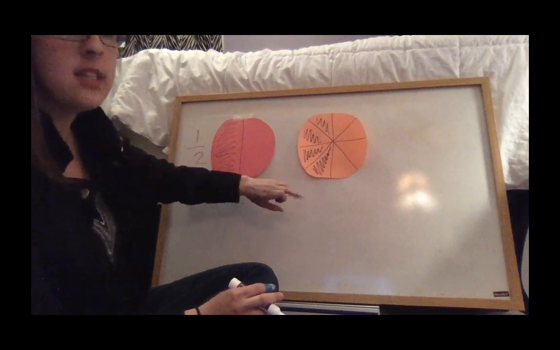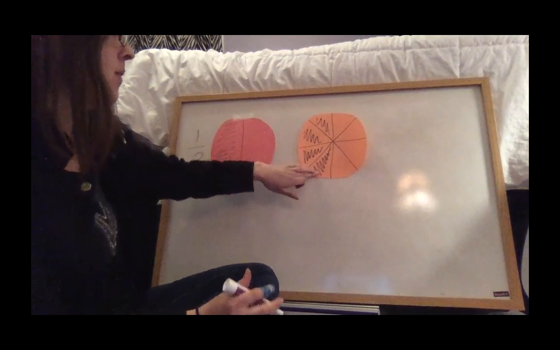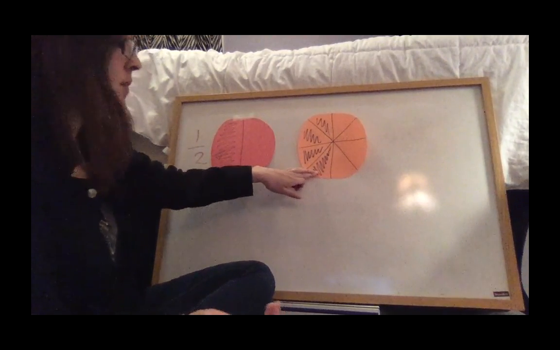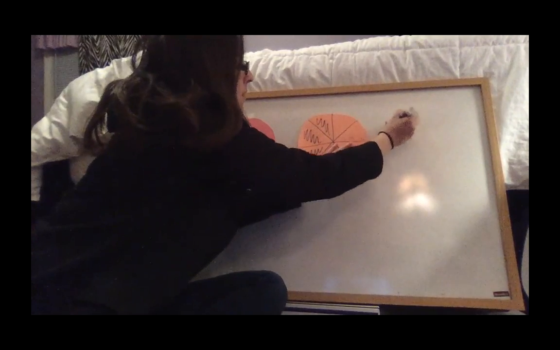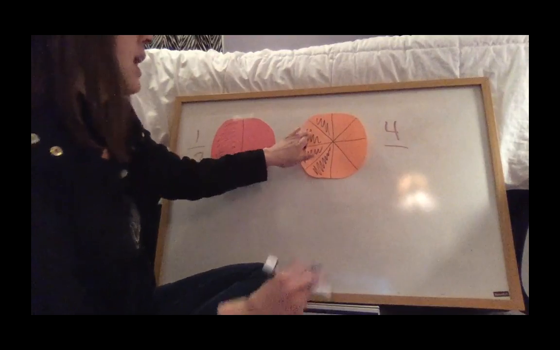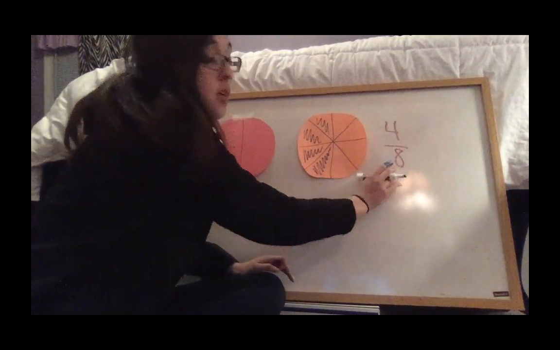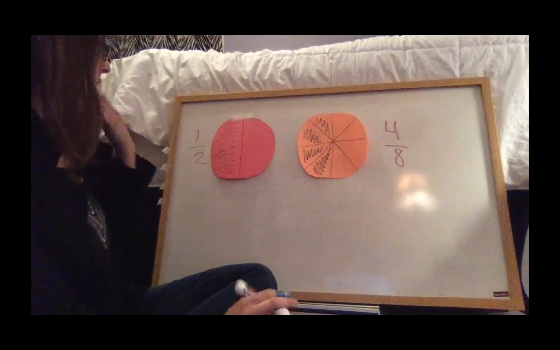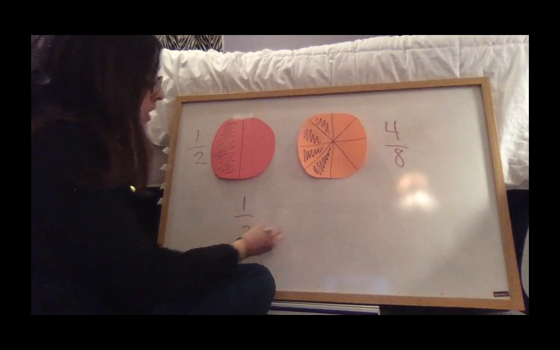How many pieces are shaded on this side? We have 1, 2, 3, 4. But how many pieces do we have in all? So we know 4 is our numerator. And then we have 1, 2, 3, 4, 5, 6, 7, 8. 8 pieces in all, so that's going to be our whole, which is our denominator. So we have 1/2 and 4/8.